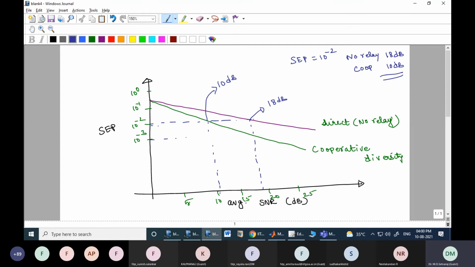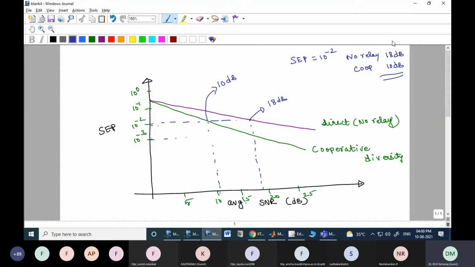It is just an illustration. We are going to get a similar curve in MATLAB also. The advantage here is I am able to get 8 dB of SNR gain. So effectively the total power I can reduce. If it is mobile devices or portable devices, I can save the battery power. That is the advantage of this relay communication.